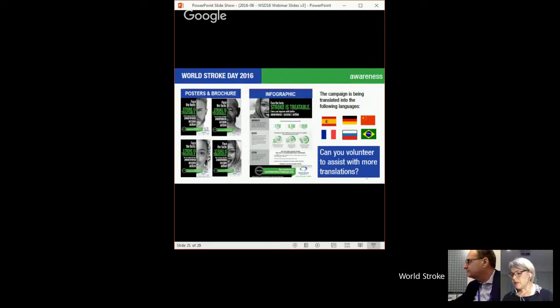We have developed a range of campaign materials which are available to download from our website as mentioned earlier, and that's at worldstrokecampaign.org, and they include campaign posters, brochures, infographics and various web banners. The resources are being developed into 6 languages in addition to English, and we're actually seeking volunteers to help us provide the materials in other languages. So if you'd like to volunteer, you can email us at campaigns@worldstroke.org, and this email will be shown to you again on the final slide.